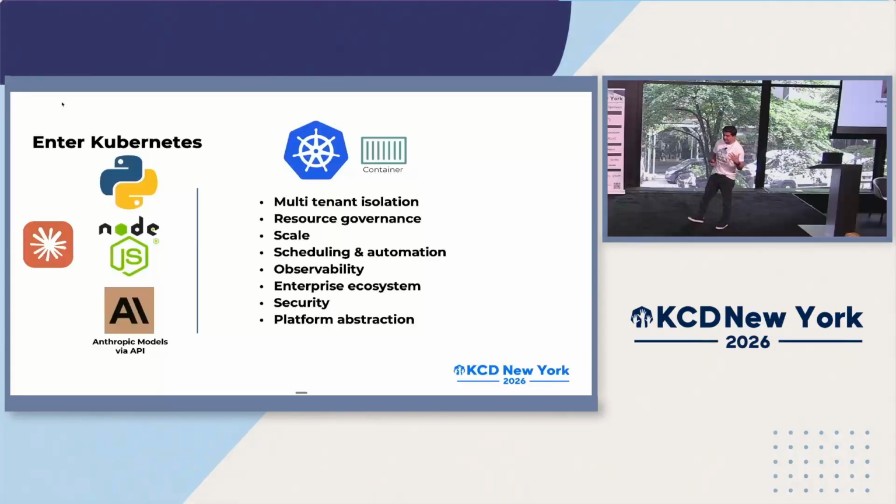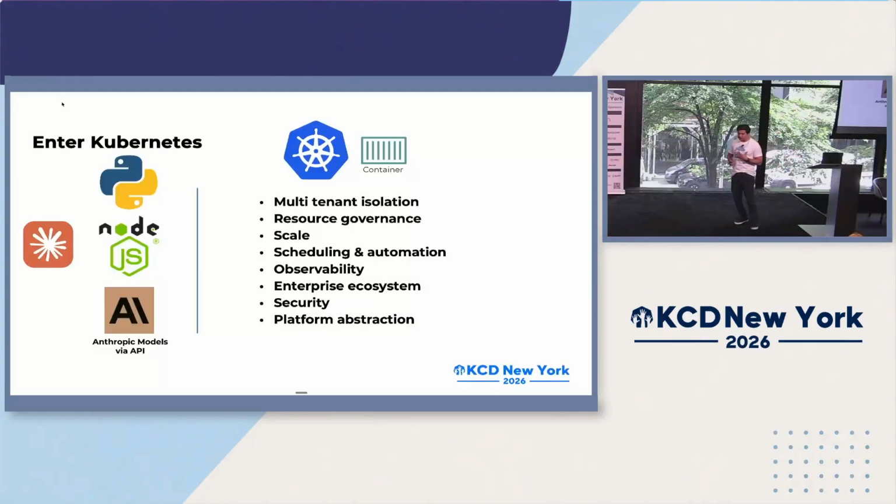The excellent speakers before me, like Lynn and Mauricio, pointed out that observability is a challenge with GenAI. However, Kubernetes solves all that. So if you can run your AI agent on Kubernetes, we are already all Kubernetes pill, right? I'm doing Kubernetes for 10 years. We are in KCD. So I'm not going to go through all of this. But your agents can achieve multi-tenant isolation, resource governance, scale, scheduling and automation, observability, enterprise ecosystem, security, and platform abstraction.